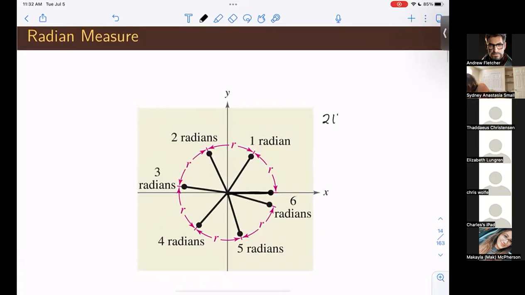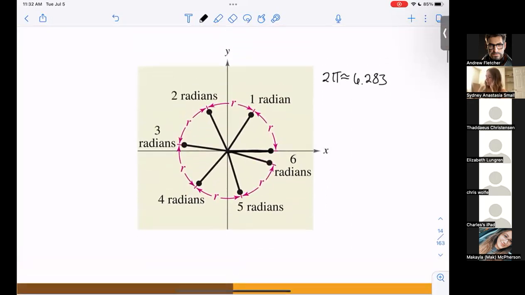Just know, I'll make a note here. 2 pi is approximately, I believe, 6.283-ish. And that's about how many radians are going around a circle. So this is a nice picture to have.